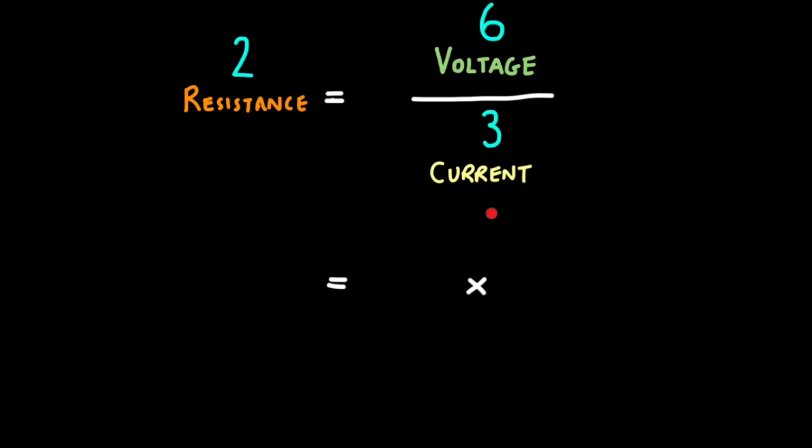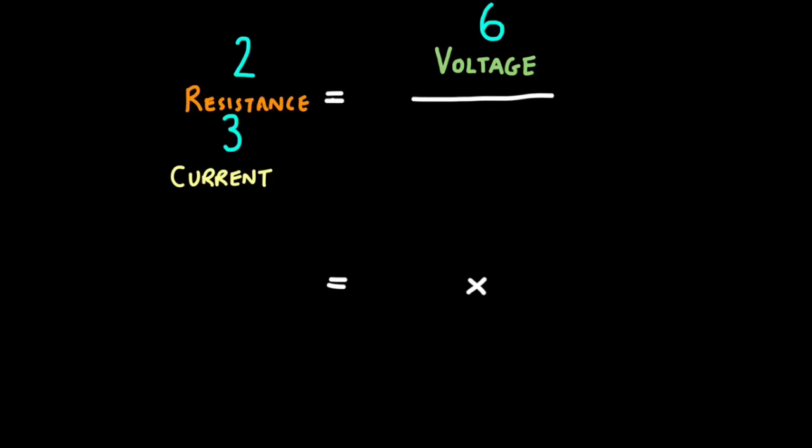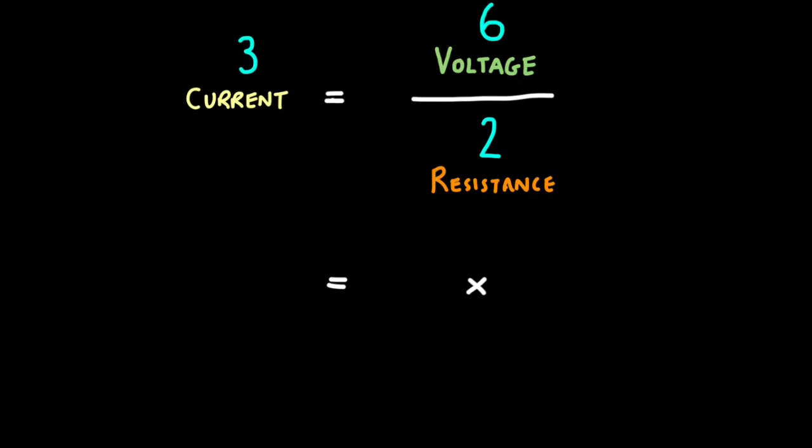Now let's say I wanted to work out current. Well, what do I do to 6 and 2 to get 3? Well, I have to divide 6 by 2, so it's really easy. I just move this down here and move this here. Voltage divided by resistance equals current. 6 divided by 2 equals 3.